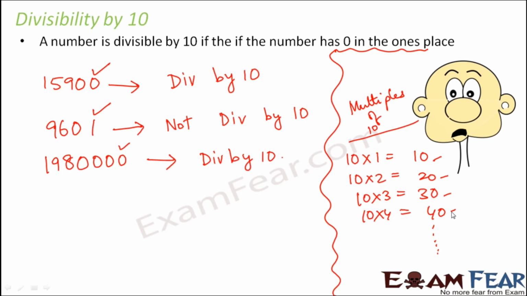It might be a 10-digit number, but at the last place there will always be a 0. So basically when we look at this divisibility rule, when we say that there is a 0 at the units place, that means there is a 0 at the last place, that means that number is going to be a multiple of 10, which simply means that the number is divisible by 10.